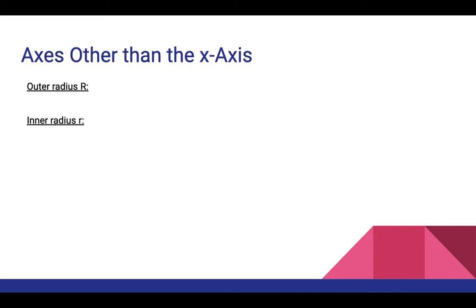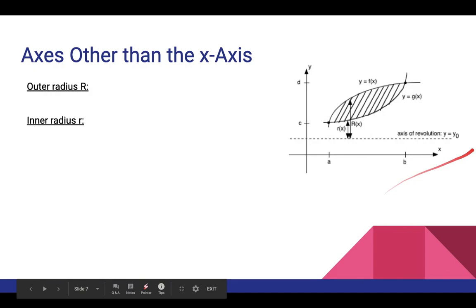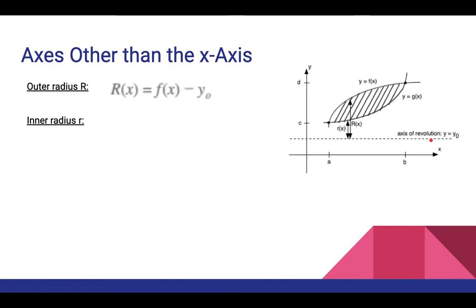So axes other than the x-axis, okay? So let's say now instead of revolving around the x-axis, we're revolving around the axis of rotation y equals y naught, okay? So in this case right here, what's going to happen is that we're still going to use the test points to determine our inner and outer functions, okay? And again, that's why we have to plot our test points and compare them to the axis of revolution, because that will determine for us which function is our inner and outer function.